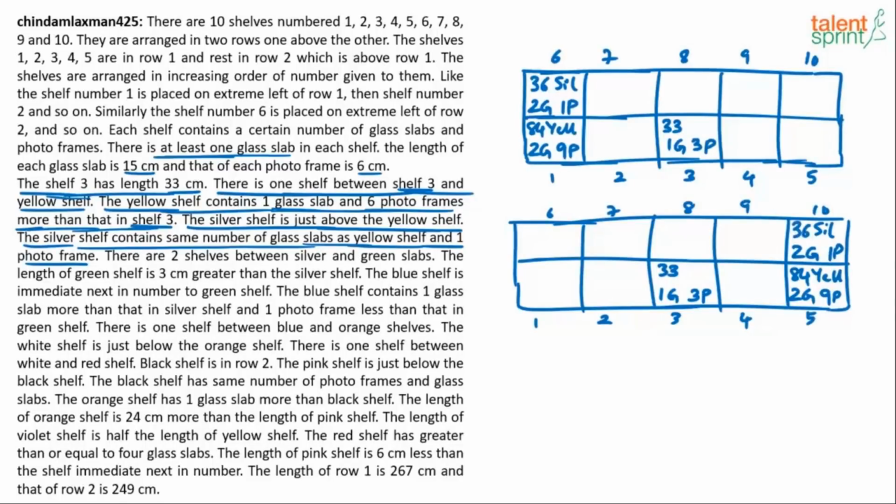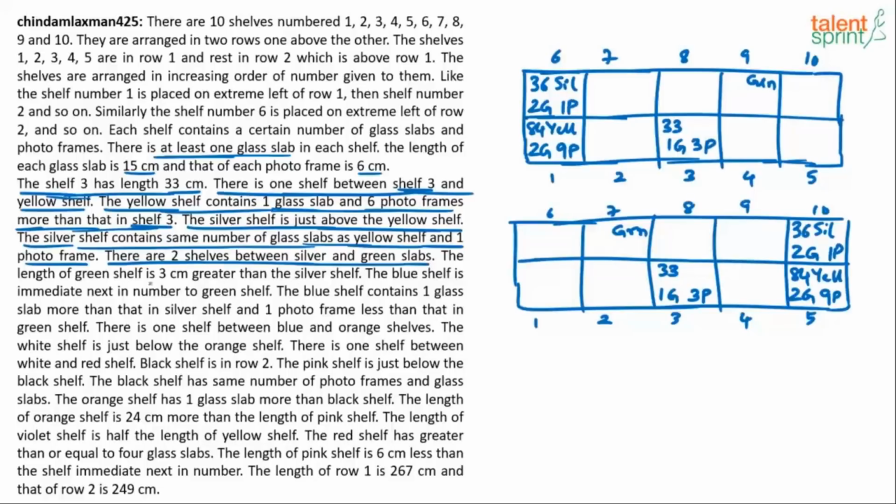See? 2 cells are closed already. There are 2 shelves between silver and green. So silver is here, 1, 2. Green has to come here. Right? And in this case silver is here, so green has to come in number 7. So there are 2 shelves between silver and green, right? In both the cases.